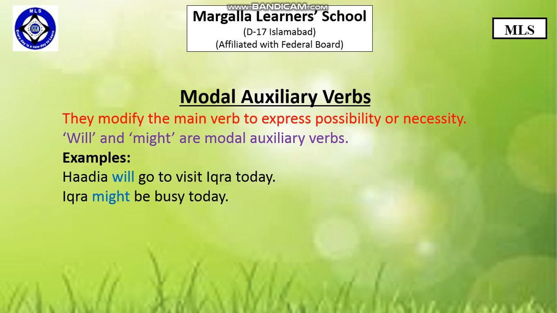In the first sentence, will is used to show the necessity, which means that Hadia will definitely go to visit Ikra. But in the second sentence, might is used to show the possibility, which is that it might be possible that Ikra will be busy today, or maybe she might not be busy.